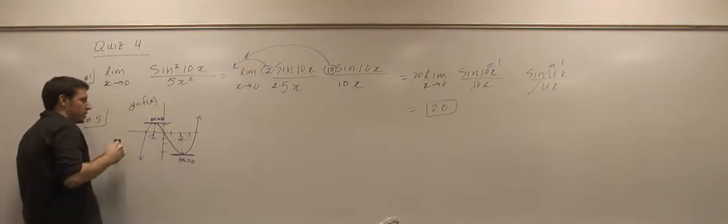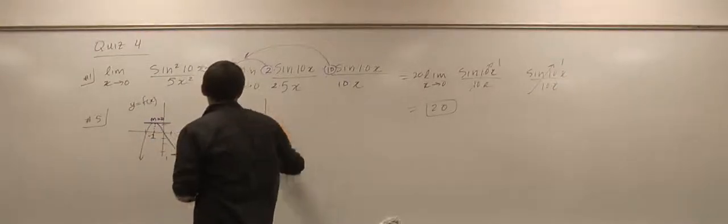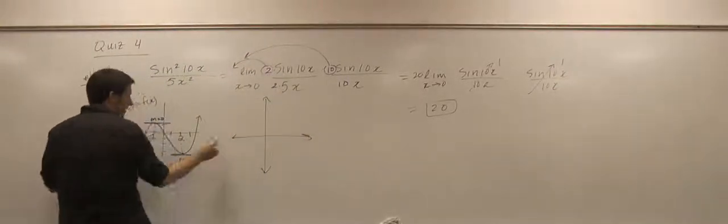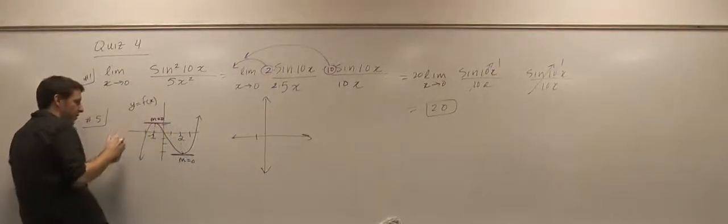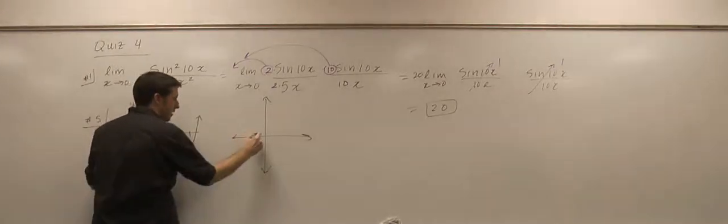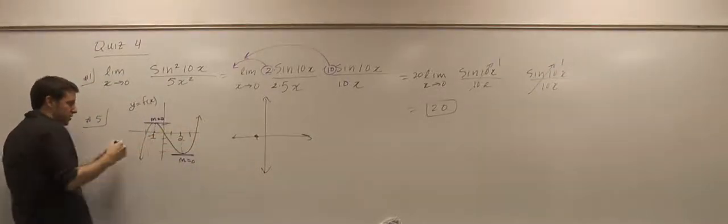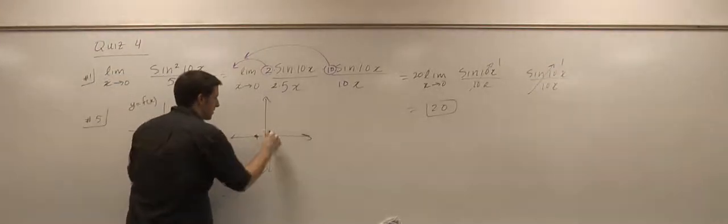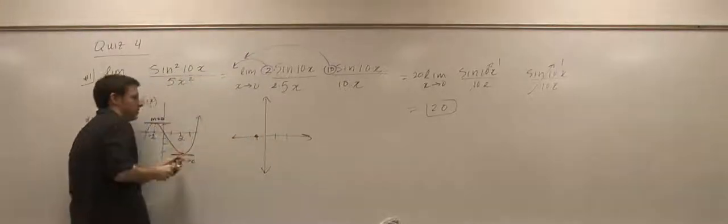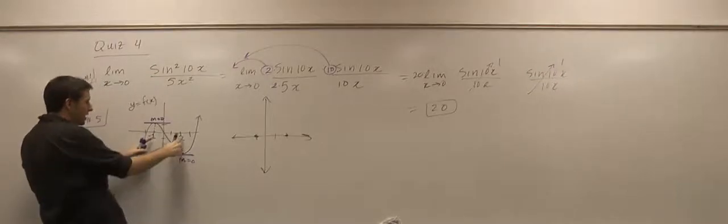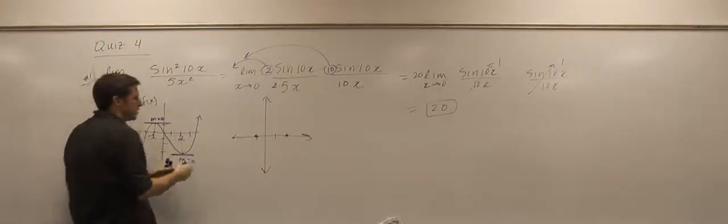So on your derivative graph, when x is -1, because this slope is 0, on the derivative you're going to have an x-intercept. And then at 2, because the slope is 0, you're going to have an x-intercept. So the -1 and the 2 come from where the slope is 0.